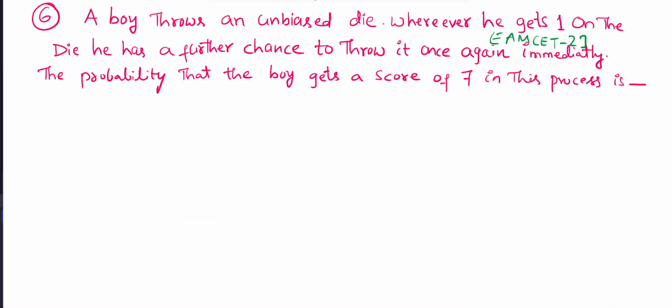This is the sixth question from probability. Here it is given a boy throws an unbiased die. When he gets 1 on the die, he has a further chance to throw it once again immediately. The probability that the boy gets a score of 7 in the process is dash. He gets 1 on the die, he gets a chance to throw once again. So the boy gets a score of 7 in the given process.